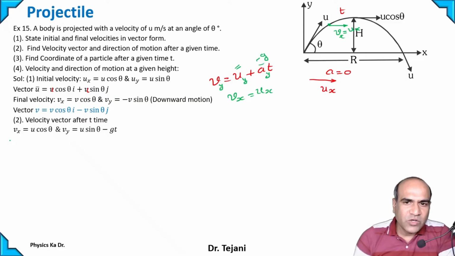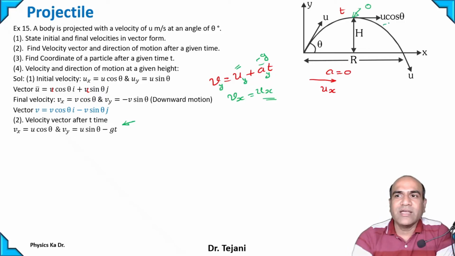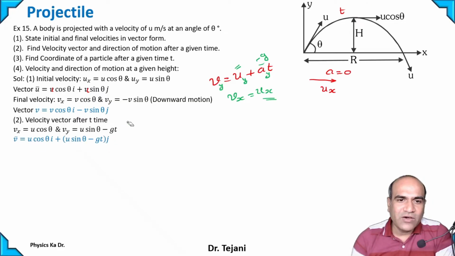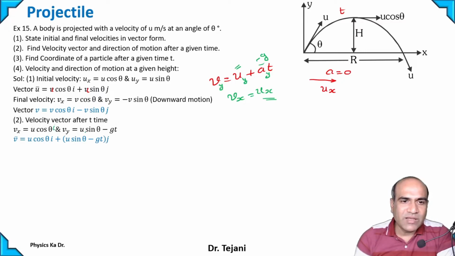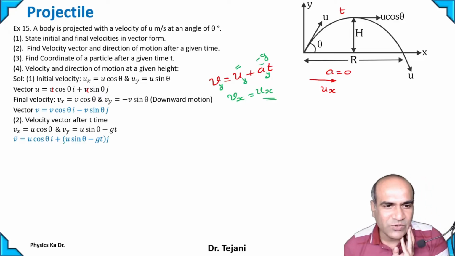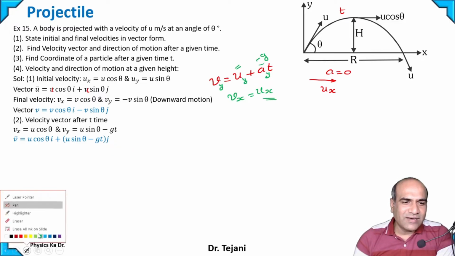You can see here, Vx is equal to u cos theta. We know that Ux is equal to u cos theta. Vy is equal to u sin theta minus gt, because the vertical component reduces over time. At the top position, it becomes 0 and further increases in the negative direction. So now we have the i component and the j component. V bar is equal to u cos theta i plus (u sin theta minus gt) j. That is a vector.